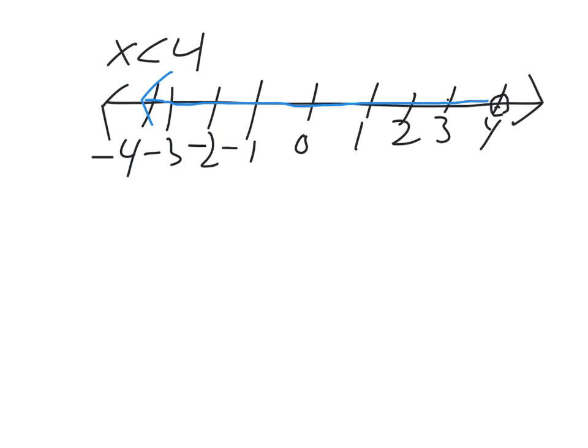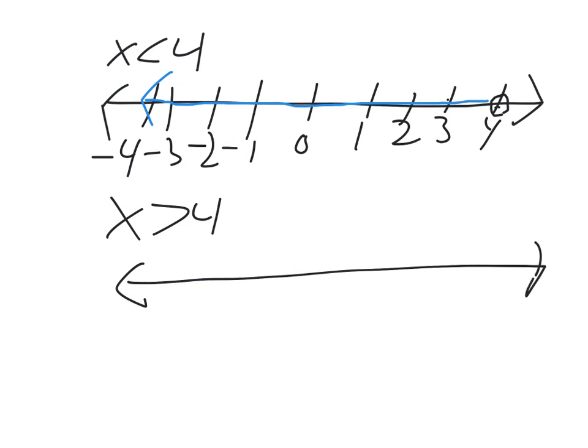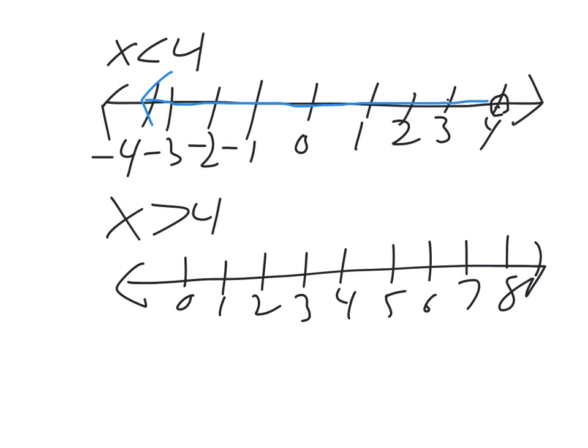So like, let me switch back to black. If we have x is greater than 4, on the number line, we're going to start 0 here. 1, 2, 3, 4, 6, 7, 8. We are going to start at 4 and go this way, because our greater than sign is that way. Just like up here, it's pointing this way, but that only works if our variable is on the left.